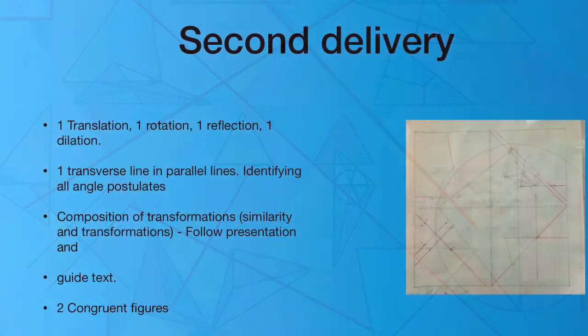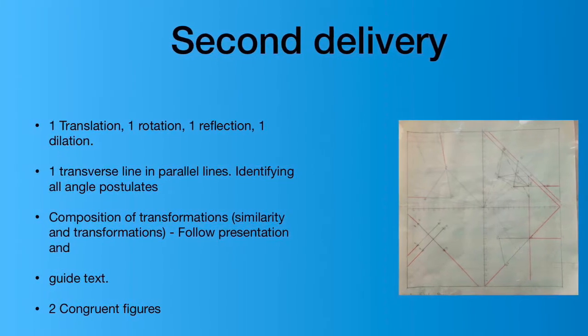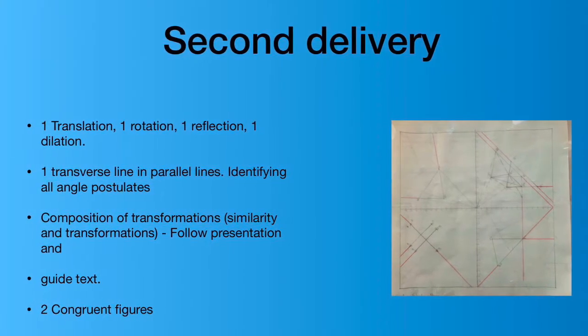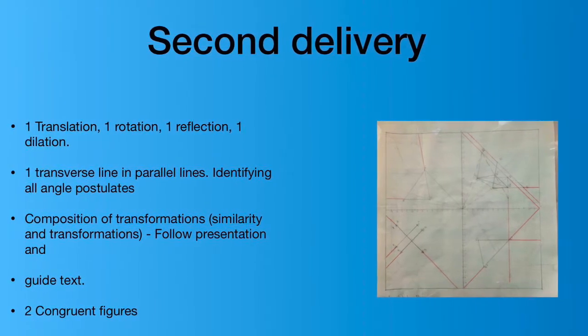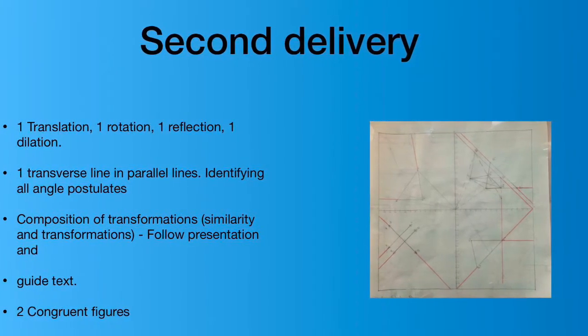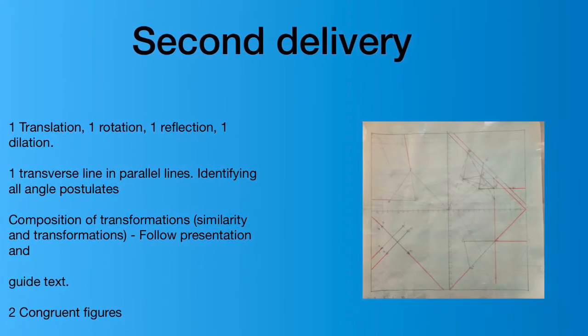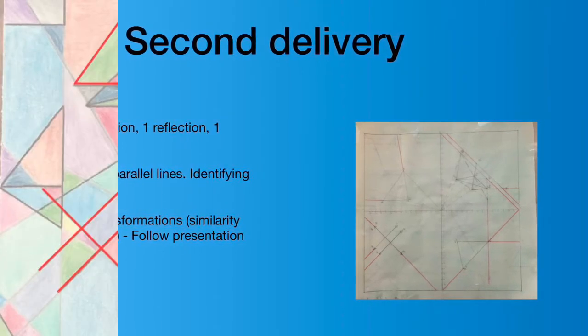Thanks. For my second delivery, I need to make one translation, one rotation, one reflection, one dilation. Also, one transverse line in parallel lines, the composition of transformation, a guide text, and two congruent figures.